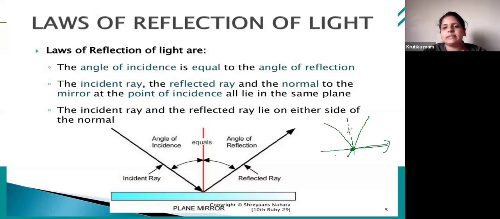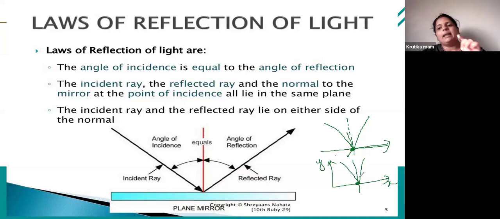Suppose you take the x axis and y axis here. If I show like this, this is the x axis, this is the y axis, this is the incident ray, this is the reflected ray, and this is the normal drawn. So at the point of incidence, everything lies in the same plane. At the point of incidence all lie in the same plane. Okay, so these are the second law.